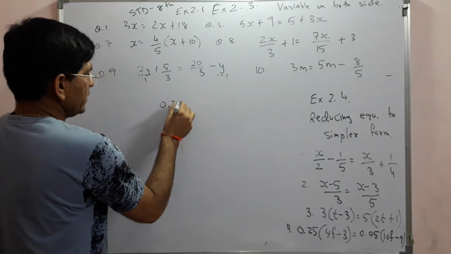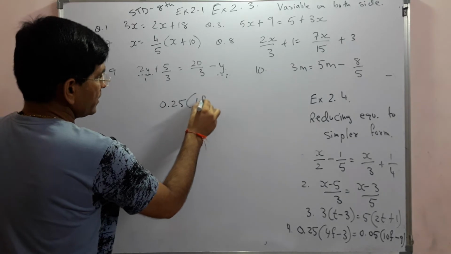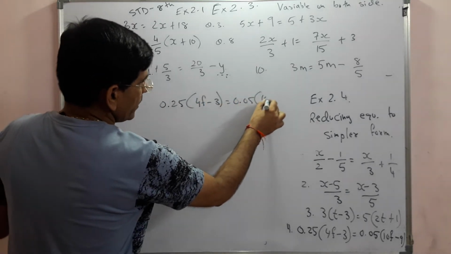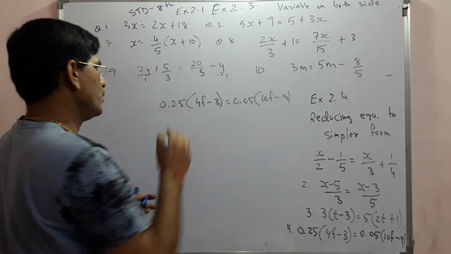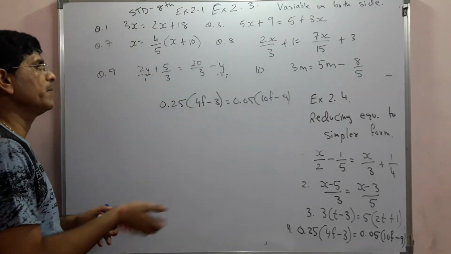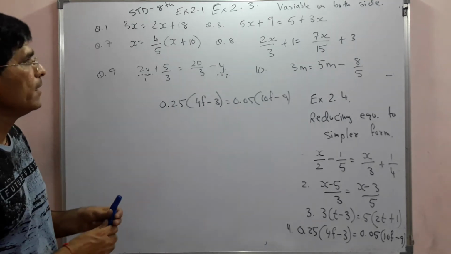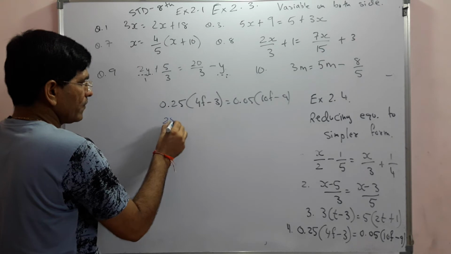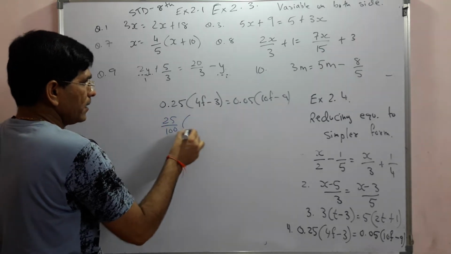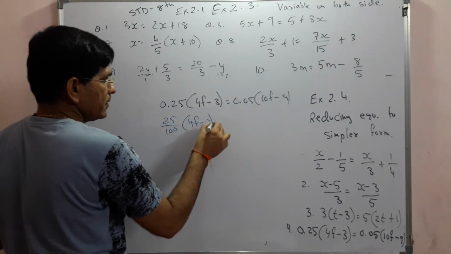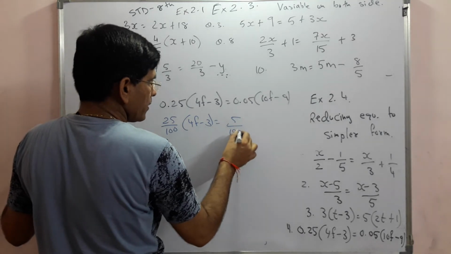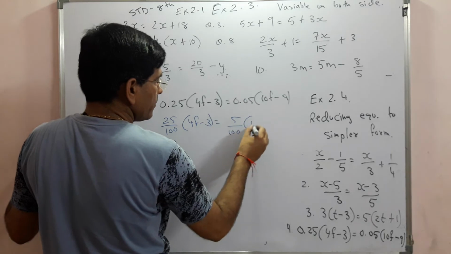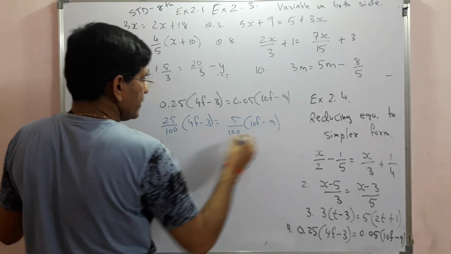Now the last sum, that is the decimal one. If a decimal is there, what do I have to do? There are different ways to solve this. Either you have to remove this decimal or you should multiply it. If I remove this, then it will be converted into 25 upon 100, that is 4f minus 3. Again 5 upon 100 in bracket 10f minus 9.